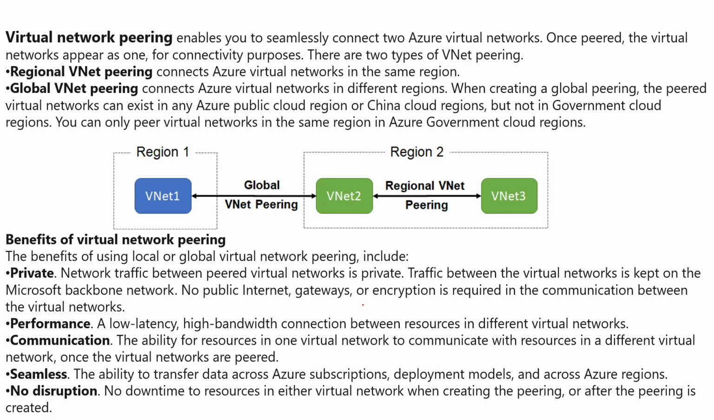Now I will go here. These are some slides we have prepared for you. Coming to virtual network peering, this enables you to seamlessly connect two Azure virtual networks. Once peered, the virtual networks appear as one for connectivity purposes. It will consider both as one only. So we can connect both the virtual networks.